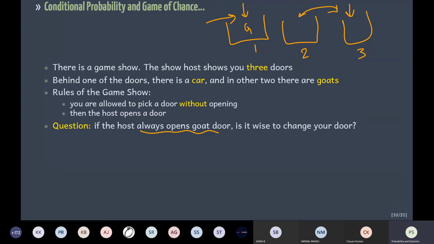It's a probability question, because it's non-deterministic; you don't know. What if the door that you chose in the beginning had the car itself? Then definitely you will lose if you switch. But it could be the other possibility, that you may have chosen a goat door, and you could have found the car by going to the other door. So that's the problem.